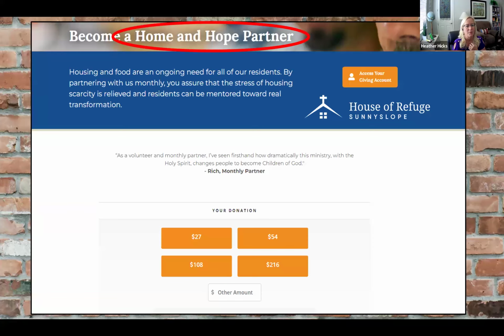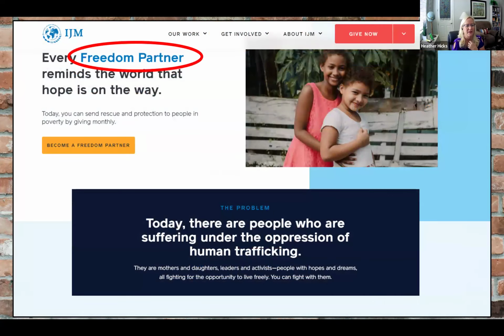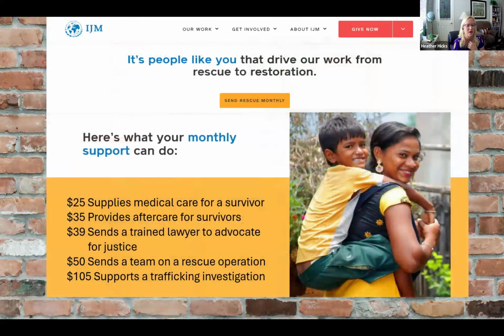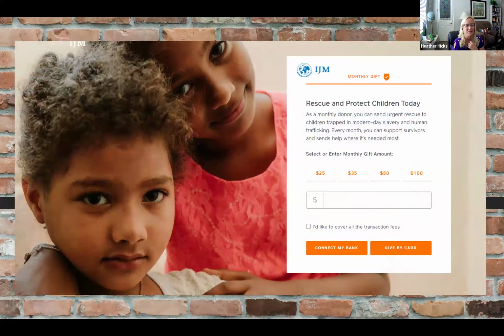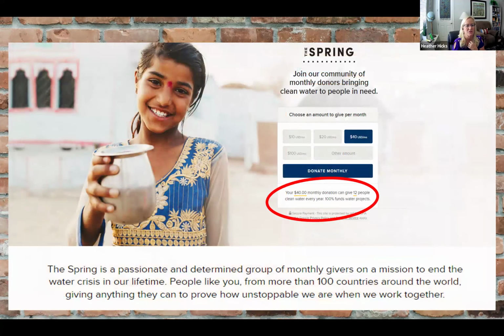And this is Home and Hope, clean and simple, but if you look in the middle, that is a donor testimony of why they love being a donor. And the Freedom Partners, that's IJM, connected to what they're trying to do. They tell you what you're accomplishing in there. They've got a great, simple donation page.